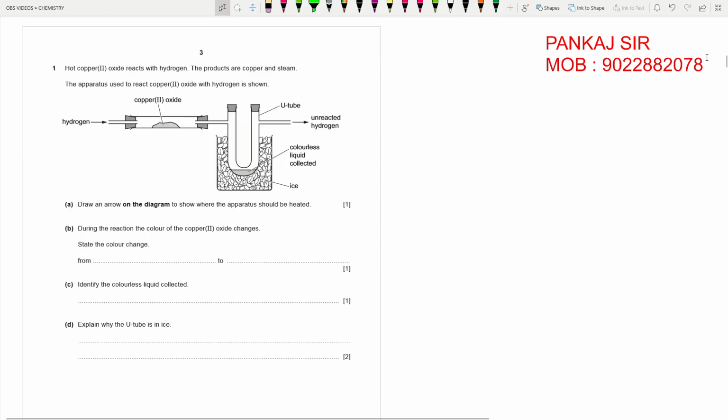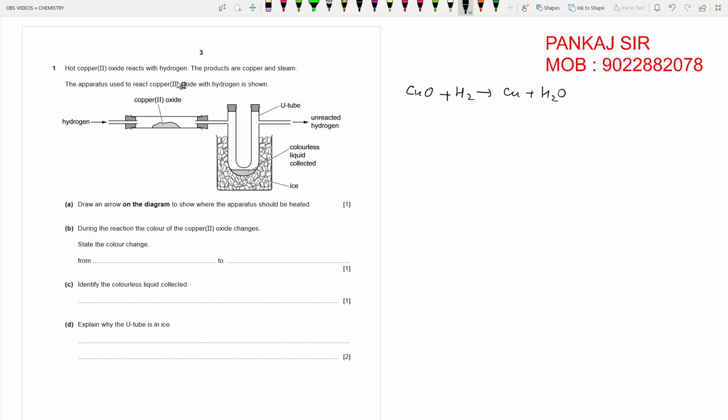Here we see question number 1. Question number 1 says that hot copper oxide reacts with hydrogen. The products are copper and steam. So let me write the reaction for this. The reaction can be written as copper oxide, CuO, reacting with hydrogen, H2, should give us copper plus H2O. Right, so this is a balanced equation for this particular experiment. So the products are copper and steam.